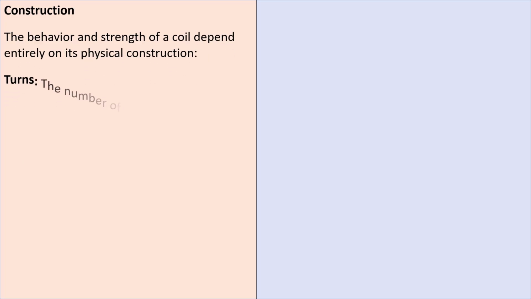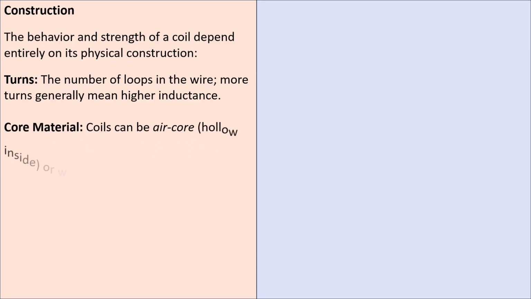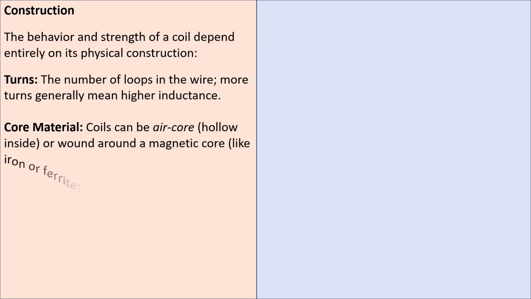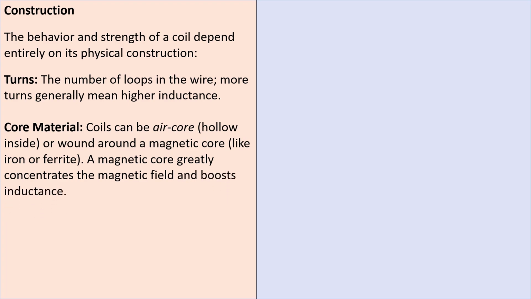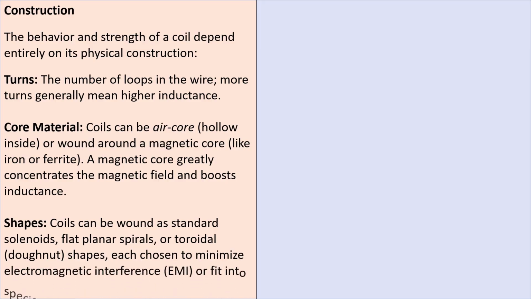Construction. The behavior and strength of a coil depends entirely on its physical construction. Turns. The number of loops in the wire, more turns generally means higher inductance. Core material. Coils can be air core, hollow inside, or wound around a magnetic core like iron or ferrite. A magnetic core greatly concentrates the magnetic field and boosts inductance. Shapes. Coils can be wound as standard solenoids, flat planar spirals, or toroidal donut shapes, each chosen to minimize electromagnetic interference, EMI, or fit into specific circuit boards.